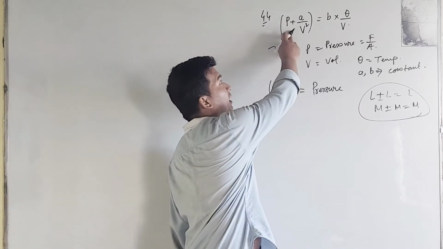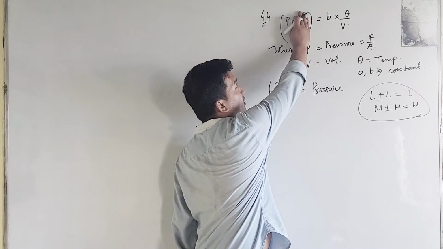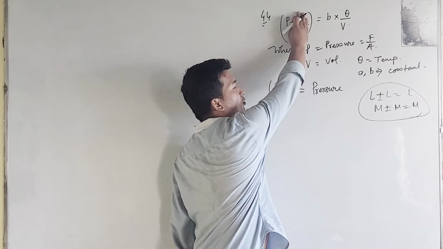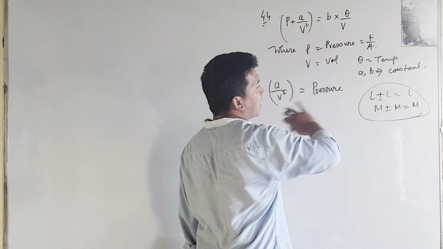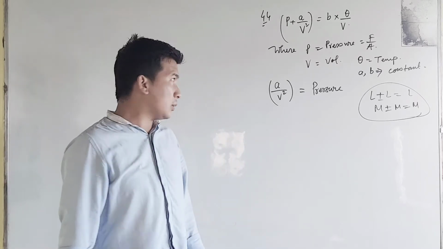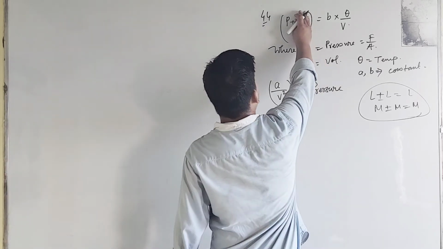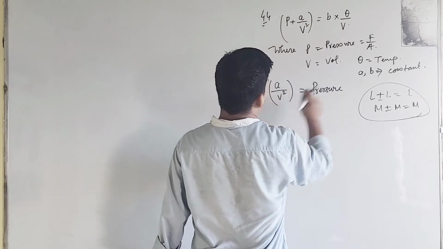This is the pressure. The term A by B square must also be pressure. Unless this is pressure, we cannot have the correct dimensional equation. Understood? Here A by B square is equal to pressure, so we equate it with pressure.